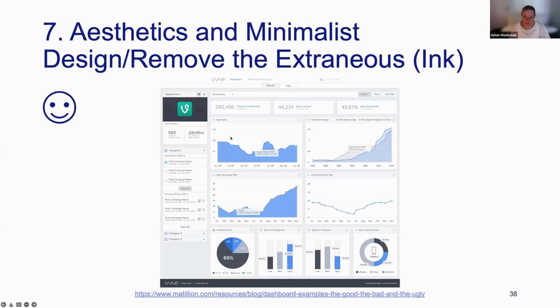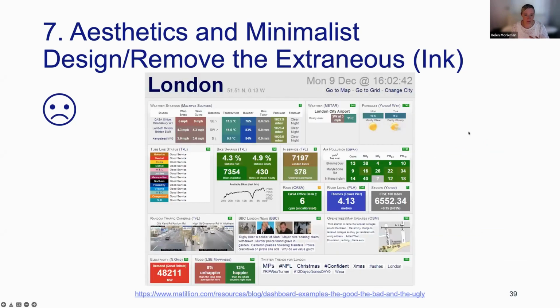Whereas we have examples where things are more simple, use even more simplistic color palettes, and it just is a lot more calm for us to think about. This one is a bad example with lots of colors and you don't know where to look.